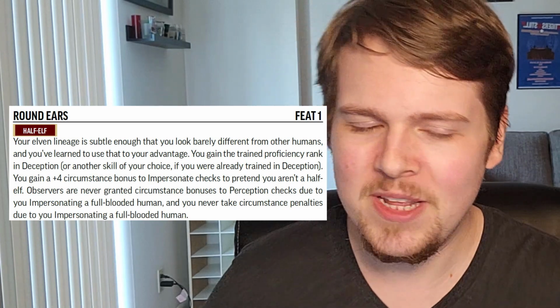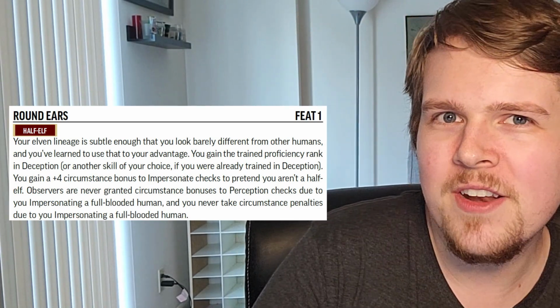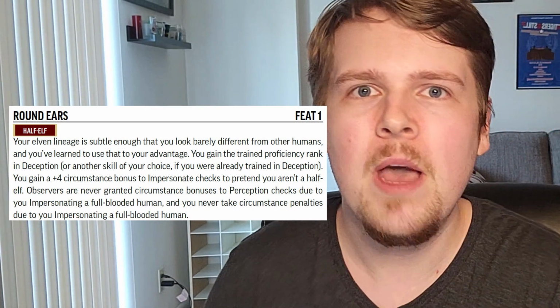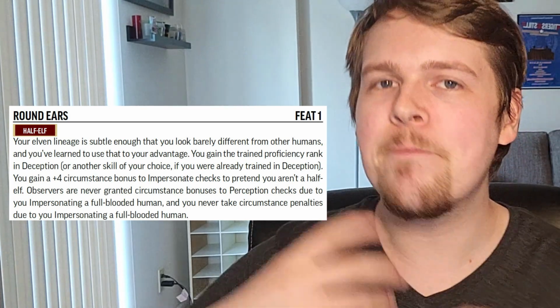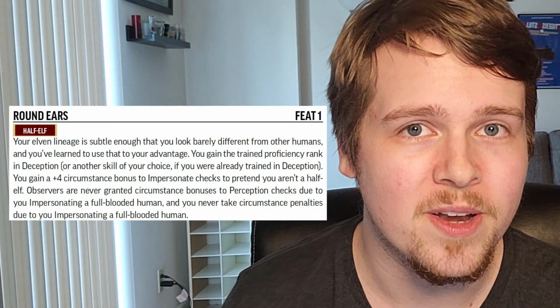For that reason, I think the best ancestry feat to take will be round ears. This means his ears are just pointy enough that he could be considered a half-elf, but also can easily lie and pretend to be a full-blooded human. This grants him a +4 to impersonation checks to pretend to be human.